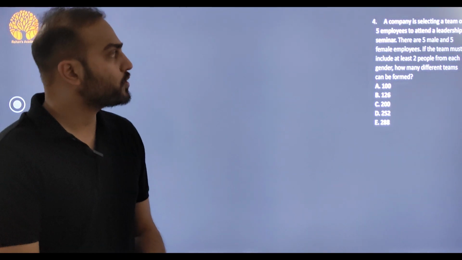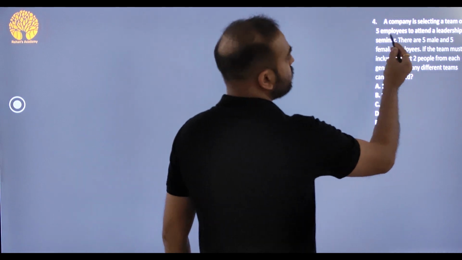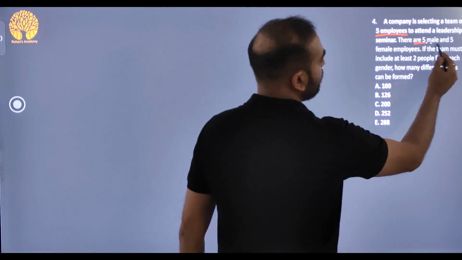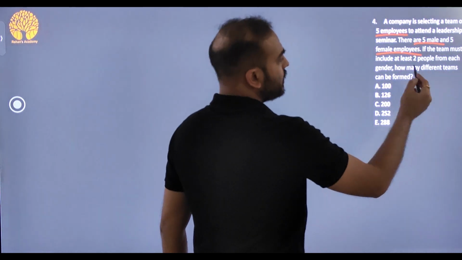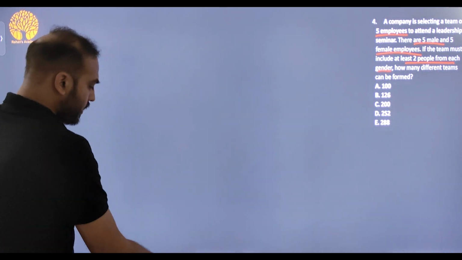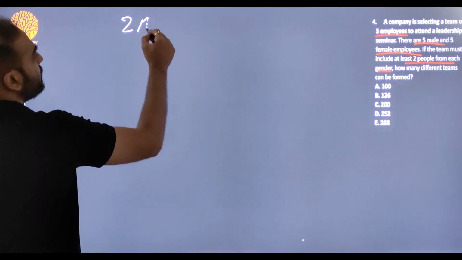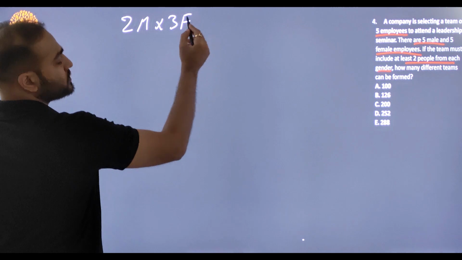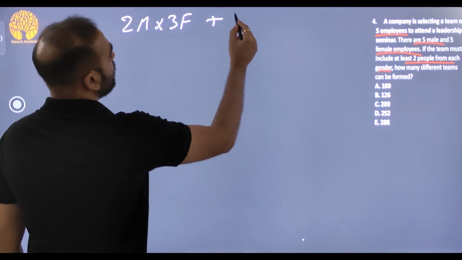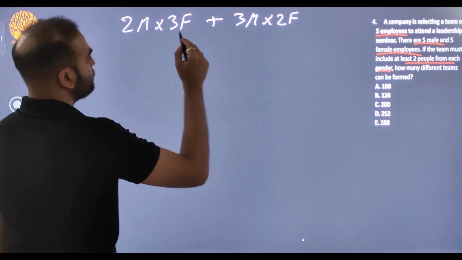Alright. Moving on to the next one. Again, very similar to what we did just now. We have to select a team of 5 employees from 5 males and 5 females, and you should have at least 2 people of each gender. So that means you can have 2 males and 3 females, or 3 males and 2 females.